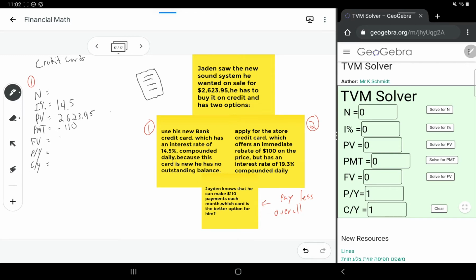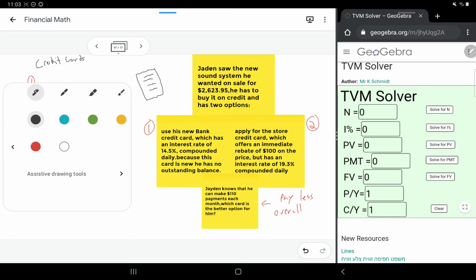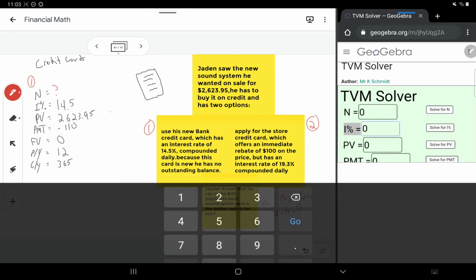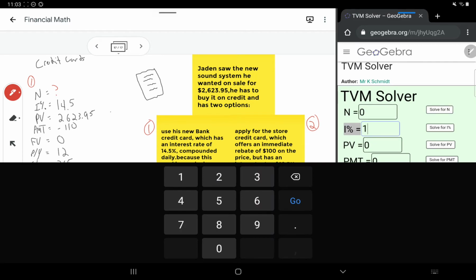For future value, we want this loan to go down to 0. Payments per year, we know that there are 12 payments per year since it's $110 each month. And finally, compounding periods per year is compounded daily. There are 365 days in a year, so 365. So we know all this information. We don't know the term, so we can probably safely assume that what we need to calculate is the term, so that we have all this information. So let's do that here. Question mark right there. We're going to enter all of our information on the right here. So we've got 14.5.